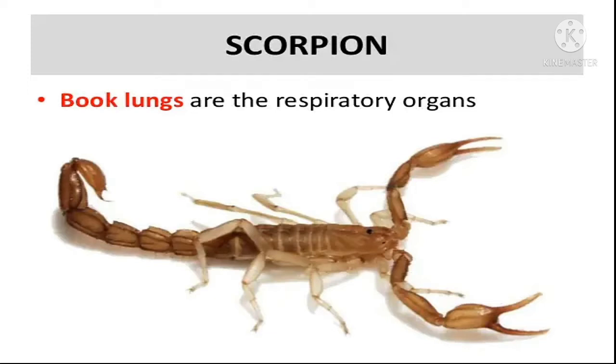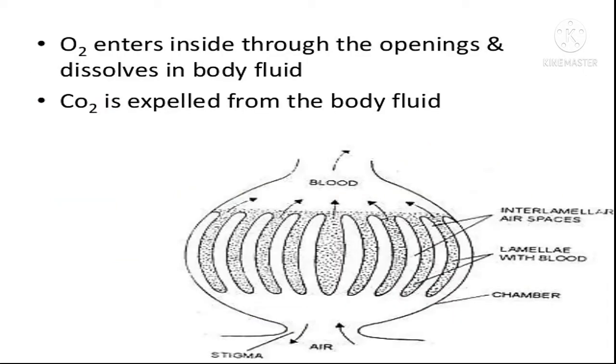Towards the posterior end of the abdominal cavity, the book lungs, not the lungs, it is somewhat like a book-like structure. So the name of the lungs is called the book lungs. Oxygen present in the air enters inside through the openings and dissolves into the body fluid. Carbon dioxide is expelled from the body fluid. You can see this is the structure of the book lungs.